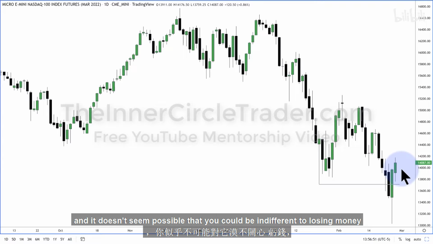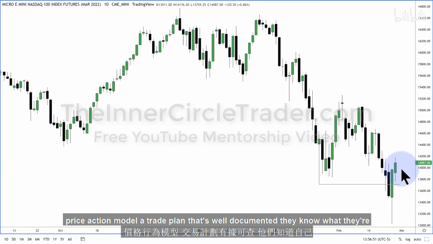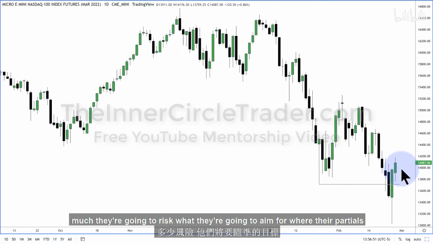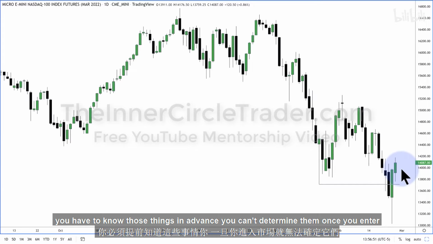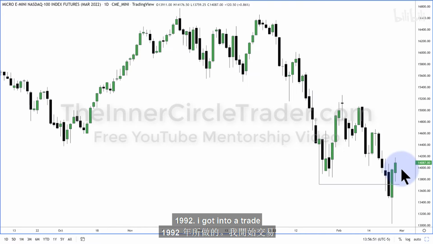If you lose, it doesn't make a difference to you. You're indifferent to it. And it doesn't seem possible that you could be indifferent to losing money. But a student that has a solid price action model, a trade plan that's well documented, they know what they're going to do, why they're doing it, what they're waiting for, what will cause them to push the button to get in, where their stop loss is going to be, how much they're going to risk, what they're going to aim for, where their partials are going to be, if they're going to take partials at all. You have to know those things in advance. You can't determine them once you enter the marketplace.